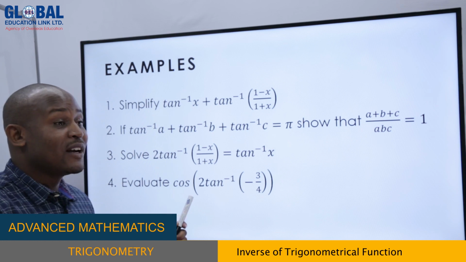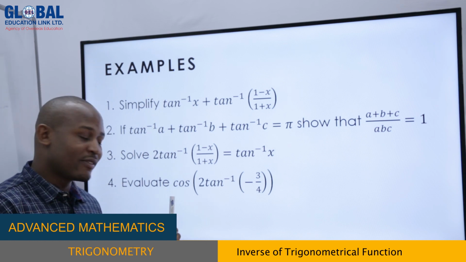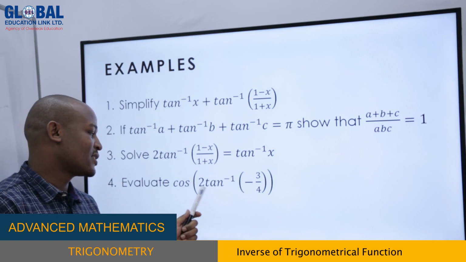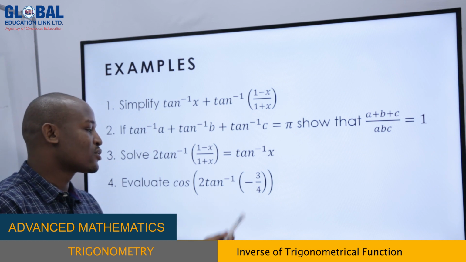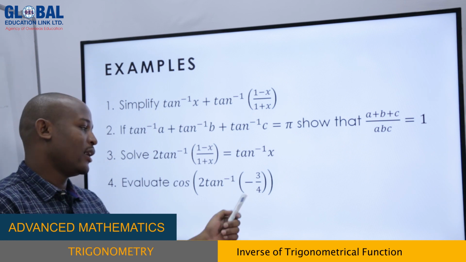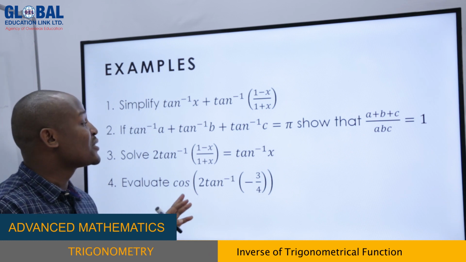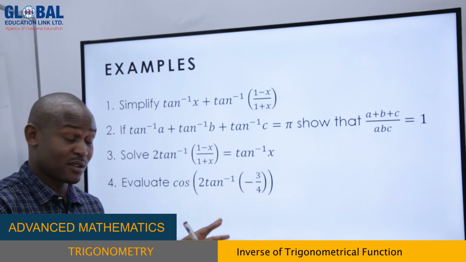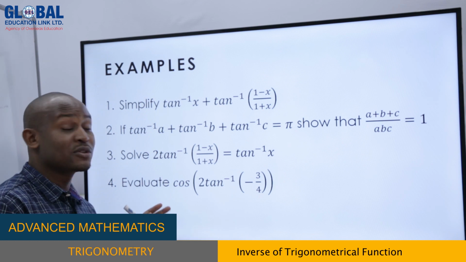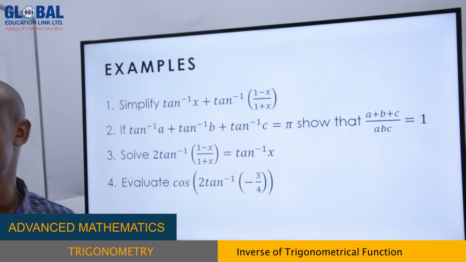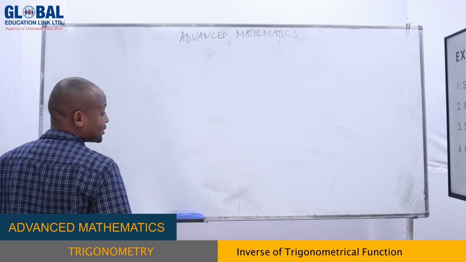We have been told to evaluate cos of 2 tan inverse of negative 3 over 4. We have been told to evaluate that. That means we are supposed to find the value of this. That's why we have been told to evaluate. Now, how can we do that? Let's check it. It's very easy.